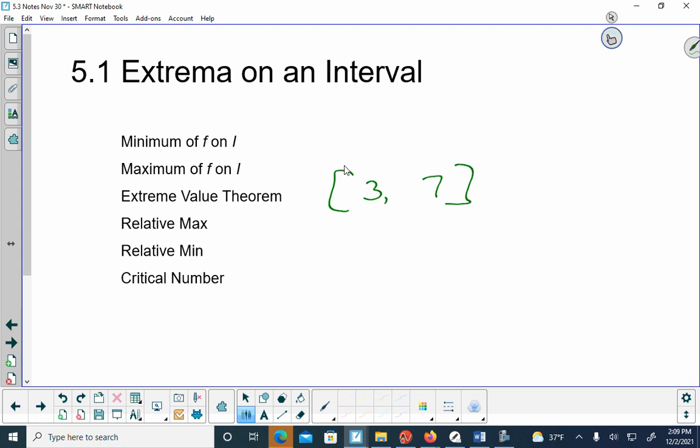We'll practice. But if I have a closed interval, I'm guaranteed to have a max, I'm guaranteed to have a min. It's when I do something like this, where I have an open interval, so that 3 isn't included, I may not have a relative max or a relative min. That was just like a couple days ago that we did that. Okay, and then we talk relative max, relative min, and then critical number. Everyone remembers those words, yes?